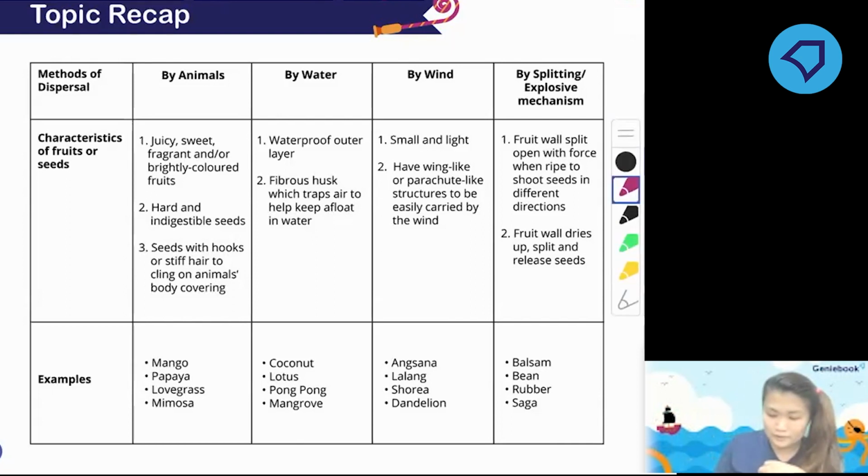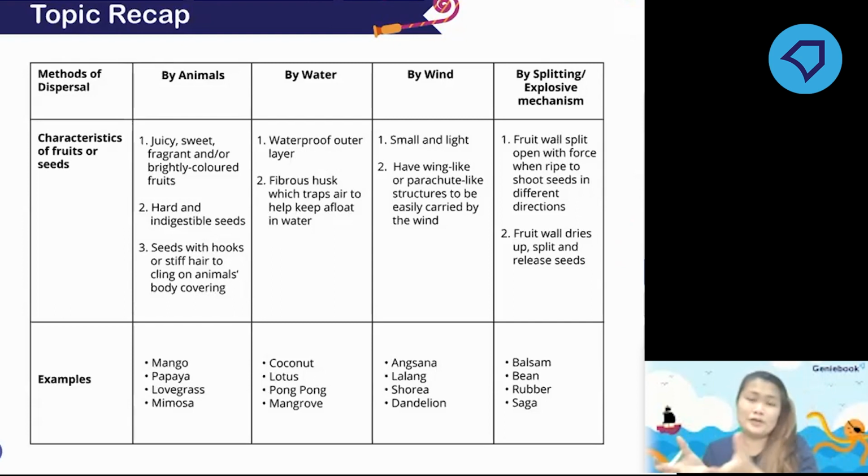Then of course, we also have water. If it's going to be by water, of course, you have this waterproof covering, or outer layer, that prevents it from absorbing more water. So it basically helps it to float. Think about your swimming float, which is actually waterproof. What do you know about a swimming float? It is waterproof plastic, and it traps a lot of air inside that helps you to float.